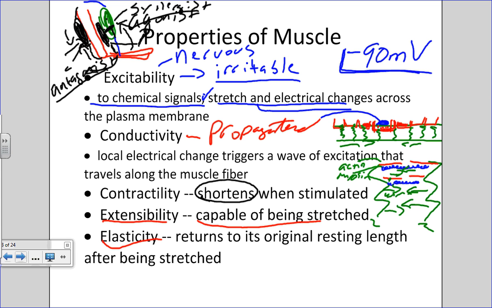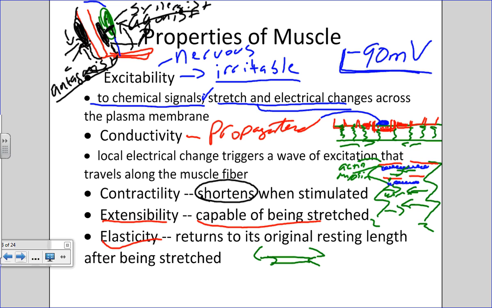And then elasticity, you have to remember the concept of elasticity, that whenever we apply pressure to an object and stretch it, once the pressure is relieved, it's going to recoil back to its original shape. Okay, so keep that in mind.